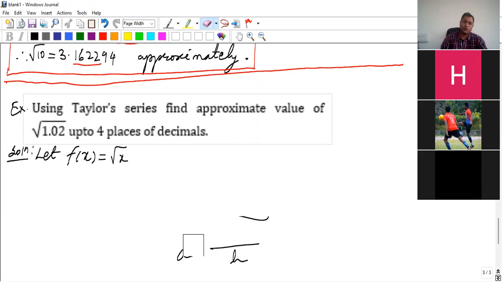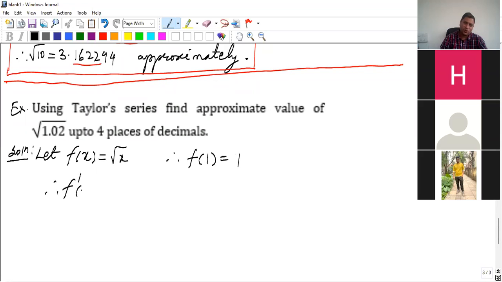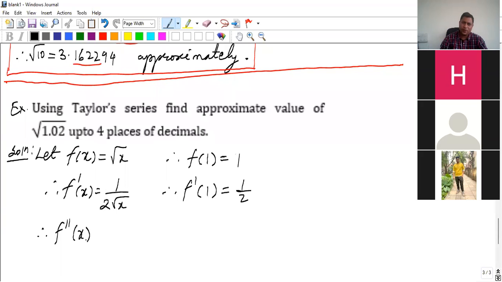Now we know what is going to be H and what is going to be A, and hence we'll try to evaluate this. Now we know A is going to be 1. So what will be the value of f of 1? It is going to be 1. Very good. So f dash of x is going to be 1 upon 2 root x. So what will be the value of f dash of 1? Is it half? Yes. Okay. So what will be f double dash at x?